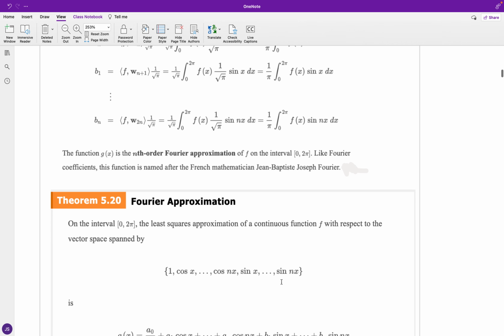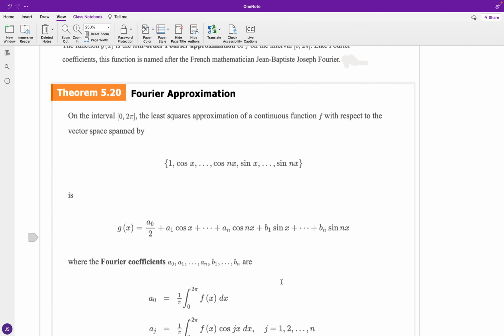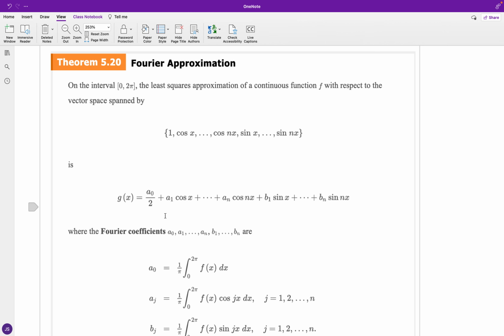And now just a case of Fourier approximation. On the closed interval between 0 and 2π radians, the least squares approximation of a continuous function f with respect to the vector space spanned by 1, cos(x) to cos(nx), and sin(x) all the way up to sin(nx) is, again, the function a_0/2 + a_1 cos(x), with your series of cosine terms spanning out to a_n cos(nx), followed by the sine terms, the first being b_1 sin(x) and the last, in general terms, b_n sin(nx).